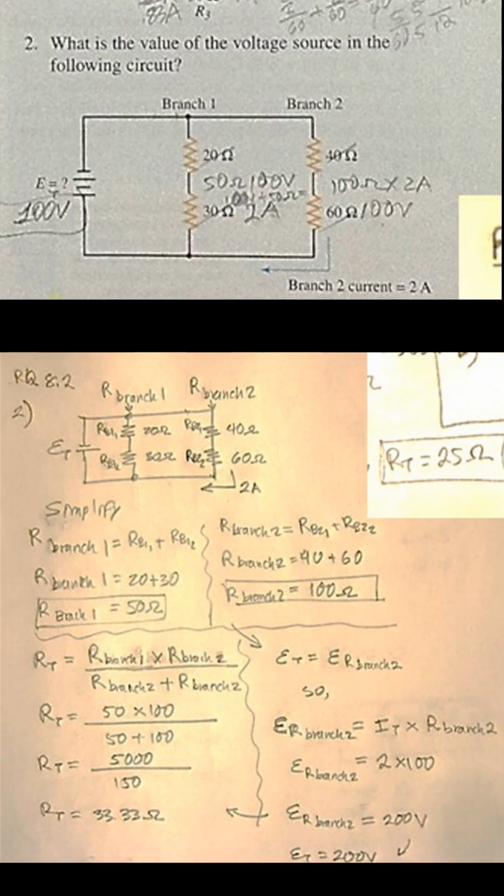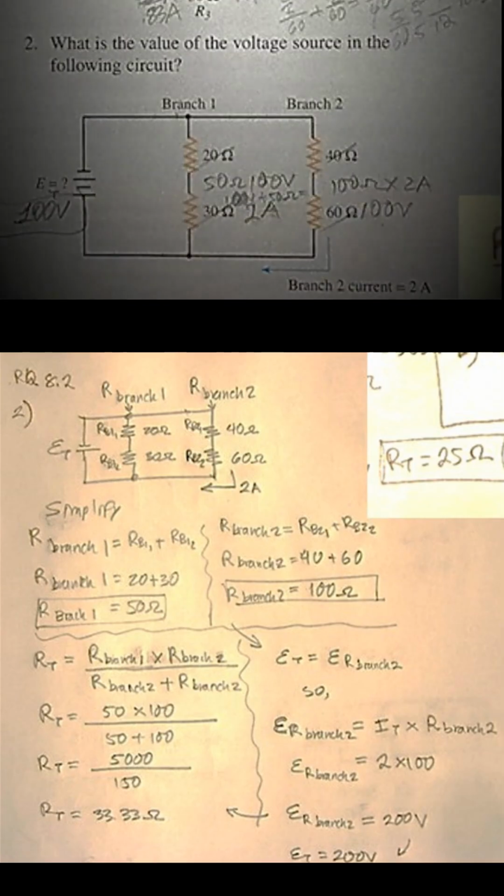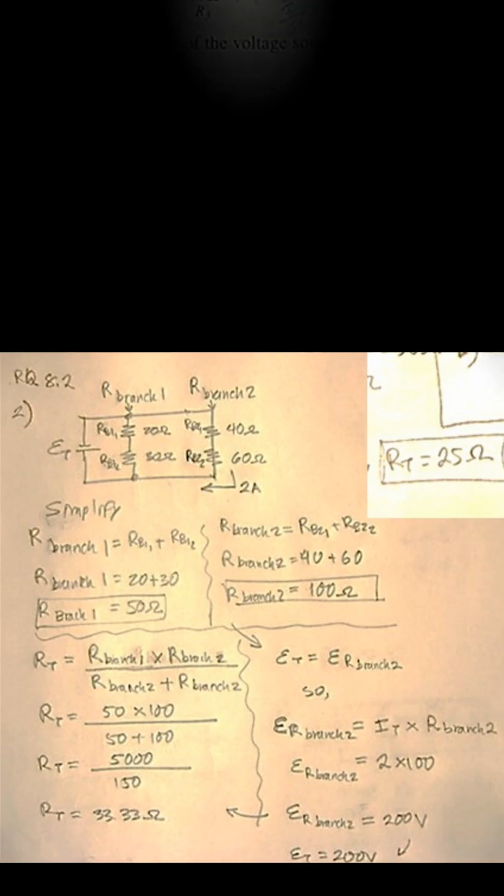Since we have 200 volts at branch 2, that's the voltage drop at branch 2, so it must be the same as the voltage source. So we call that our voltage source, and that is our answer.